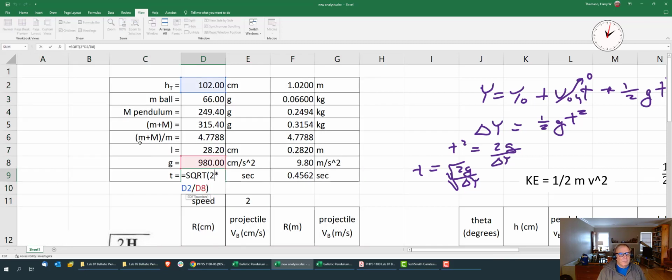And now we can see it's the square root of 2 times d2, which is the height of the table, divided by d8, which is the acceleration of gravity. Now, I did this up. This was originally all done in meters, but I told people it was okay to use centimeters and grams. So I've set up both. So of course the time is the same, which you expect it to be.